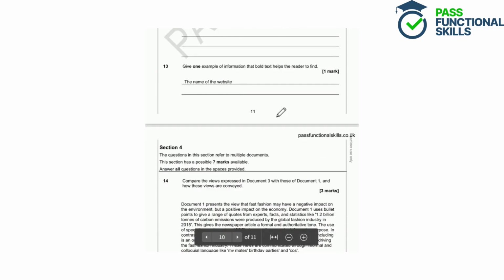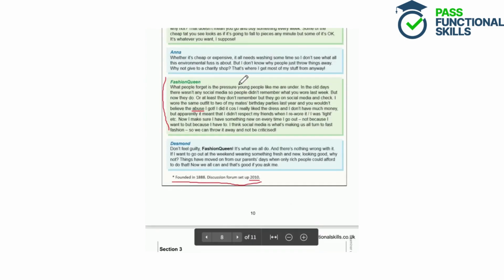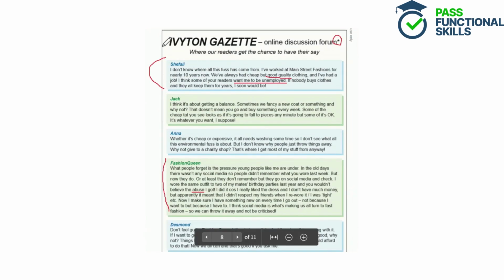Question 13. Give one example of information that bold text helps the reader to find. So we only need to give one example here, because we've only got 1 mark, and we need to give an example of some information that bold text in the document helps the reader to find. So the answer we've got here is the name of the website. So let's have a look at the document. So yeah, we can see that the name of the website is in bold there.